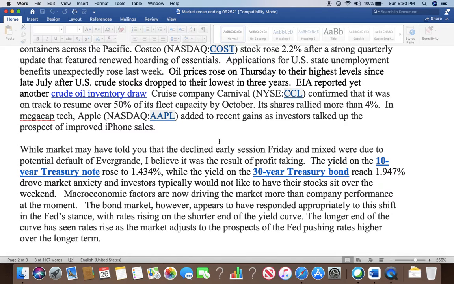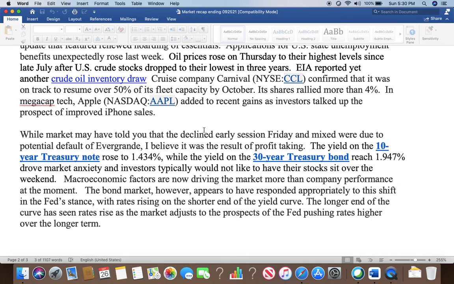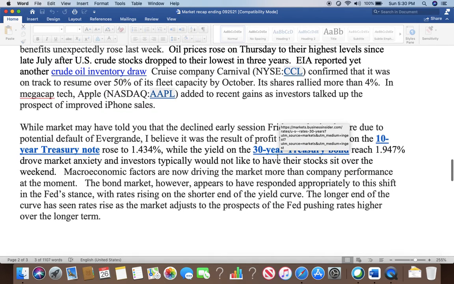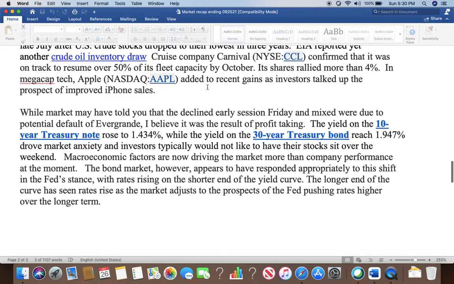Applications for U.S. state unemployment benefits unexpectedly rose last week. Oil prices rose on Thursday to their highest level since late July, after U.S. crude stock dropped to the lowest in 3 weeks, and ended the week at $73 per barrel. EIA reported yet another crude oil inventory draw. Cruise company CCL confirmed that it was on track to resume over 50% of its fleet capacity by October. Its shares gained more than 4%. In mega tech, Apple added to recent gains as investors talked up the prospect of improved iPhone sales.